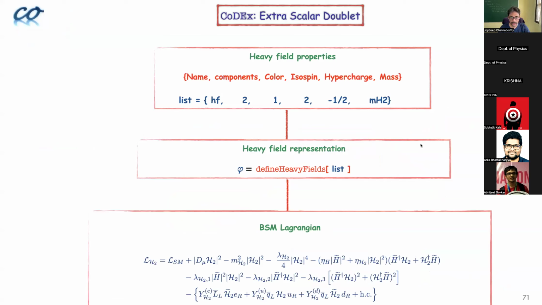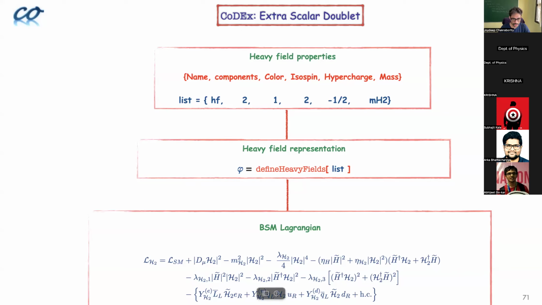In the previous program, we showed different kinds of input files. Similarly here, you have to define the heavy field, giving it your preferred name and the number of components. For example, for a Higgs doublet, Higgs is already a defined name, so let's call it HF. It has two components, it is a color singlet and an isospin doublet, with hypercharge minus half, and a mass parameter MH2. We define the heavy field phi with all these quantum numbers, the mass parameter, and the name.